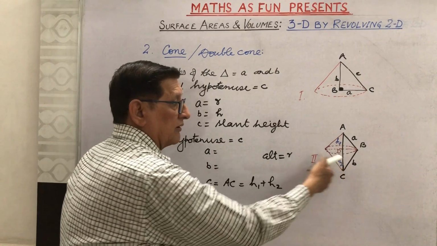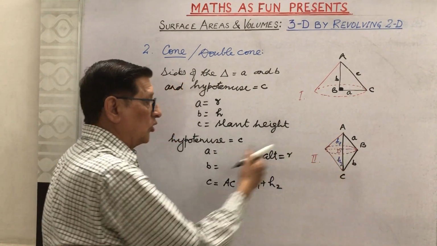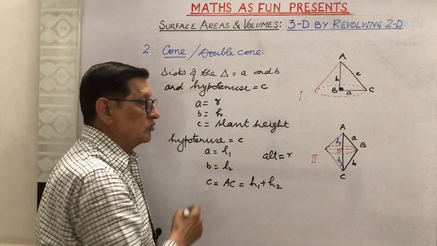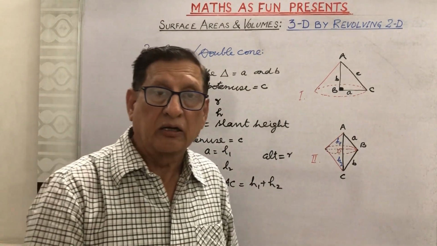What about A and B? A and B will be the slant heights of both the cones. A will be L1, suppose, and B is L2. These are the slant heights. How it is done, we can see practically just now.